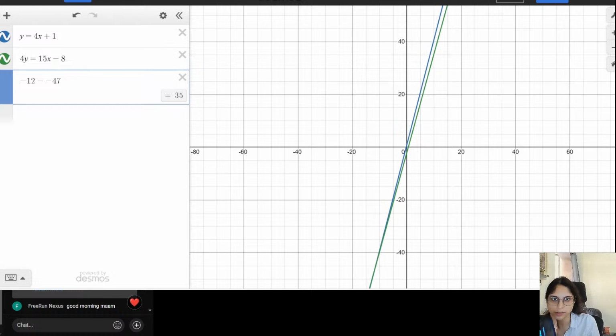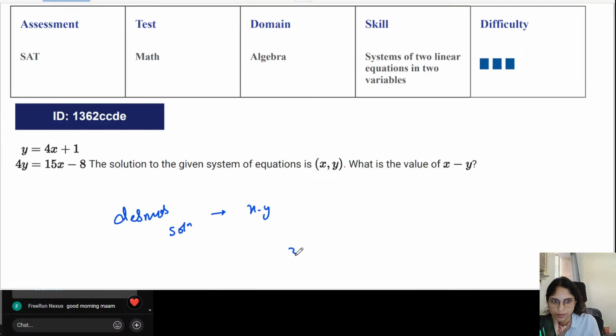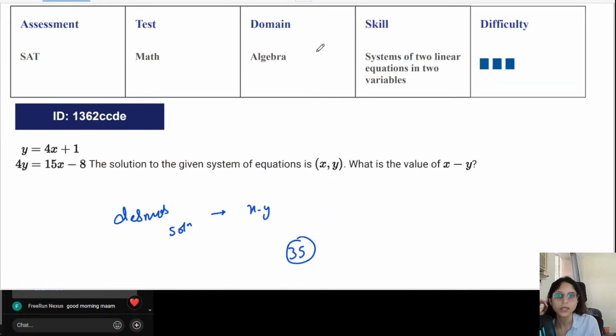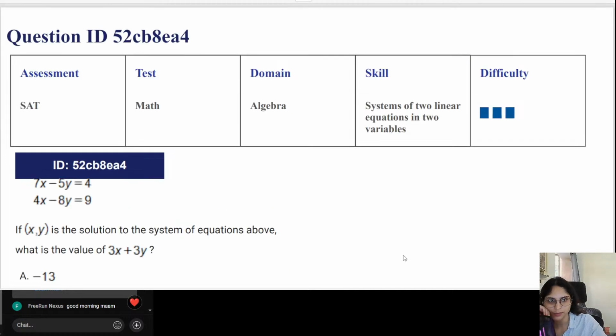Desmos is the only thing where you can do this. You can write two negatives together. 35 is your answer. 47 minus 12, 35 here. I am just double checking my answer. The next is 27.